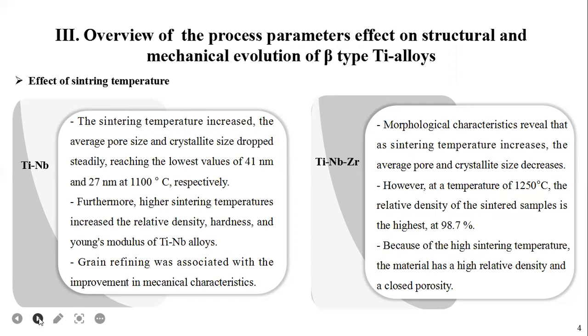In the case of titanium niobium zirconium alloys, morphological characteristics reveal that as sintering temperature increases, the average pore and crystalline size decreases. However, at a temperature of 1250 degrees Celsius, the relative density of the sintered samples is the highest, at 98.7%. Because of the high sintering temperature, the material has a high relative density and a closed porosity.